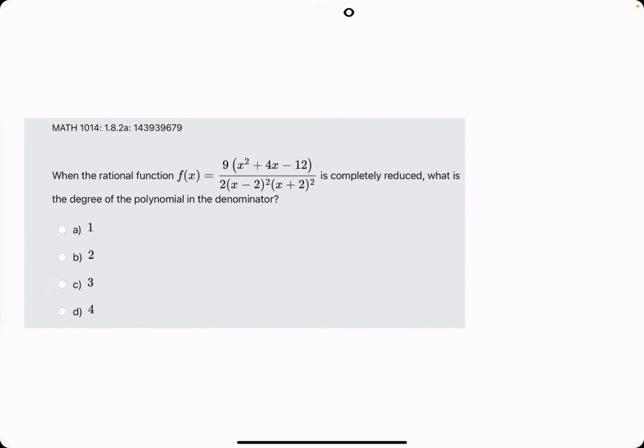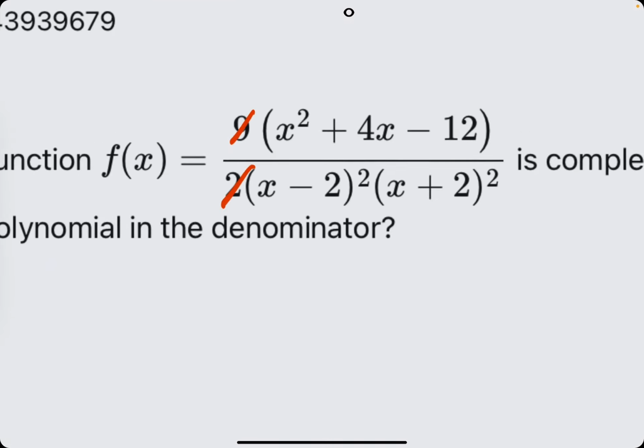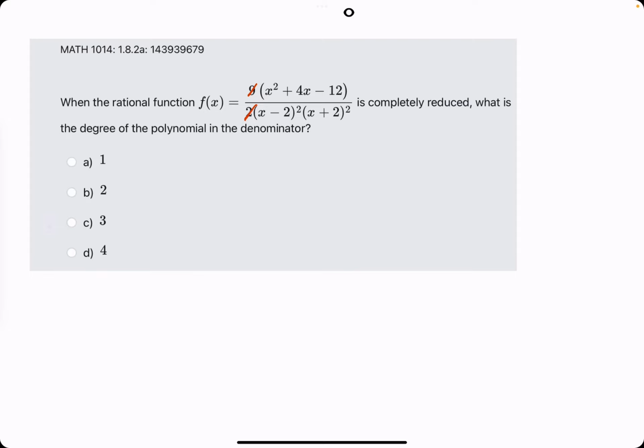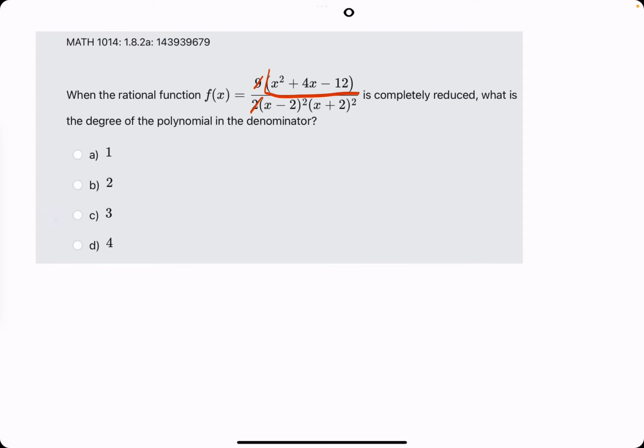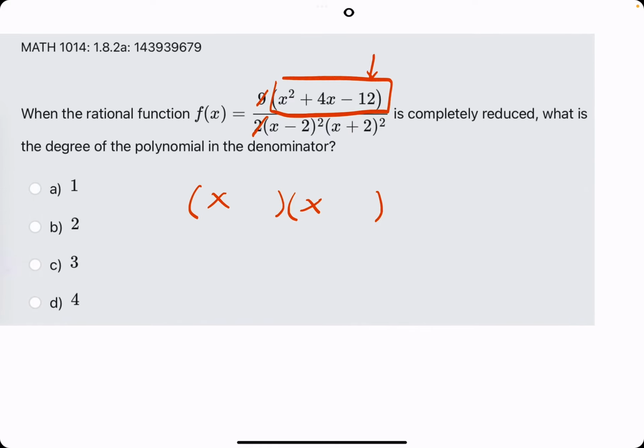Let's do a couple more. Again, we can ignore those numbers out in front. They do not affect the process of this problem. We want to factor the numerator here. Go ahead and put x here. We need two numbers multiplying to -12. Think about numbers that multiply to -12 that might also add to +4.